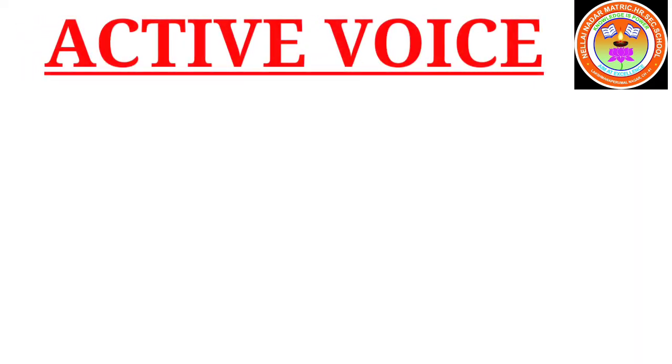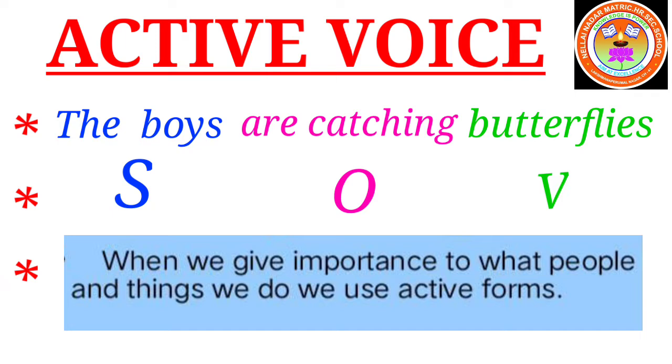We all know that a sentence is a group of words, and in that group of words there are a lot of elements in it, like subject, verb and object. In active voice, when we give importance to what people and things do, we use active forms. That is called active voice. When we give importance to the subject, it is called active voice.